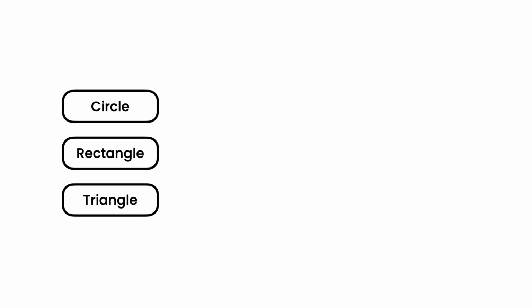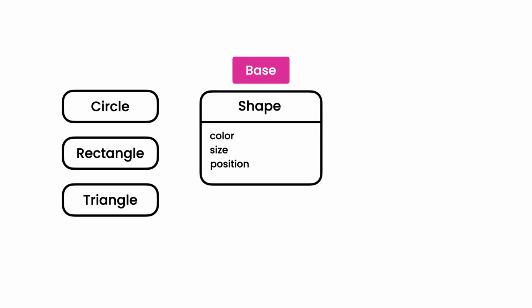Let's say we're building an application and we want to allow the user to draw something on a canvas. So here we're going to have classes like circle, rectangle, and so on. Now, all these classes should have some common properties like color, size, position, and so on. So let's define these common properties and methods in a shape class.